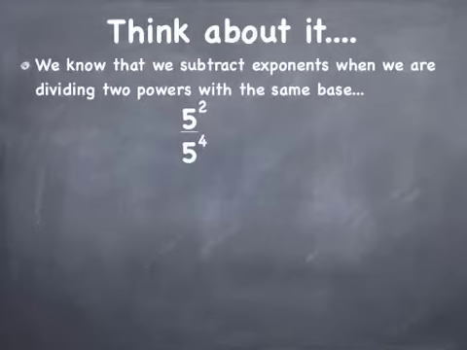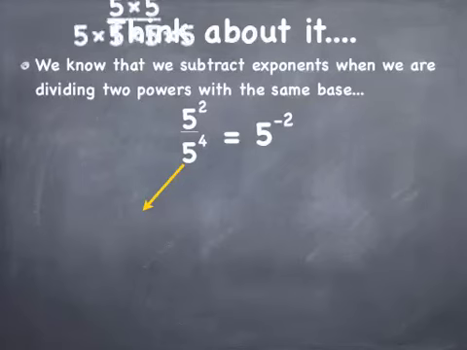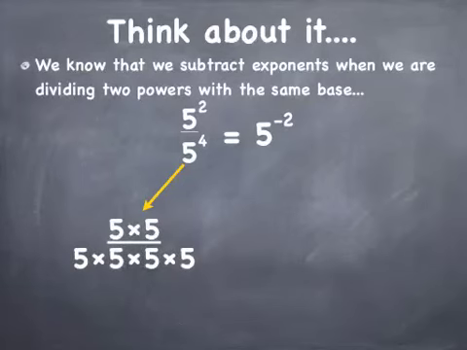Again, let's take a second to think about it. We know that we subtract exponents when we are dividing two powers with the same base. So in this case, I have 5 squared divided by 5 to the 4th. We're always going to subtract the top exponent minus the bottom exponent. In this case, I would have 2 minus 4, which is a negative 2. But let's look at 5 squared divided by 5 to the 4th really quickly. Remember, 5 squared is the same as 5 times 5, and 5 to the 4th is the same as 5 times 5 times 5 times 5.